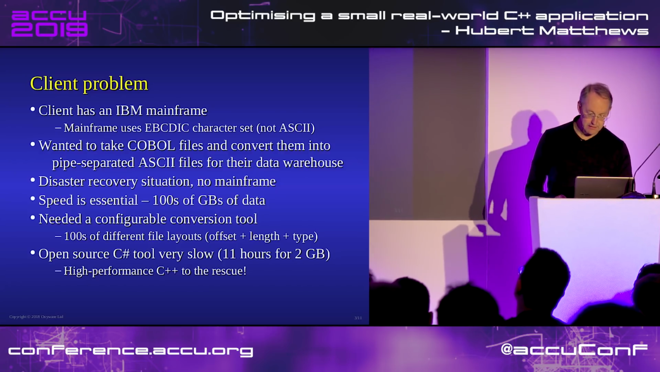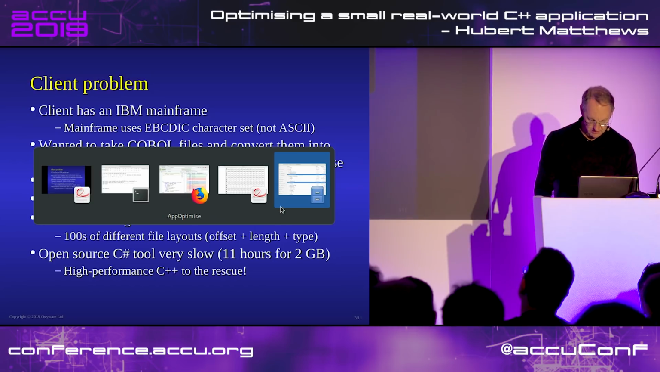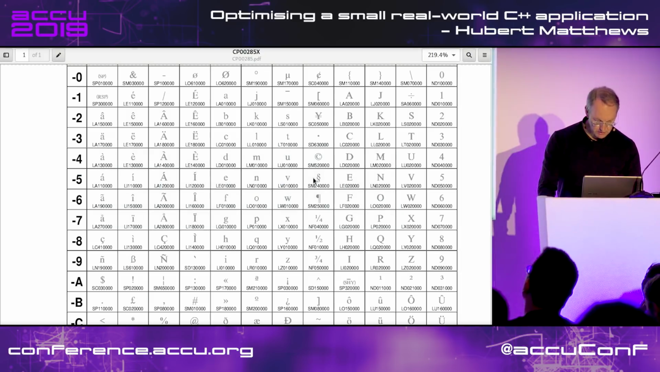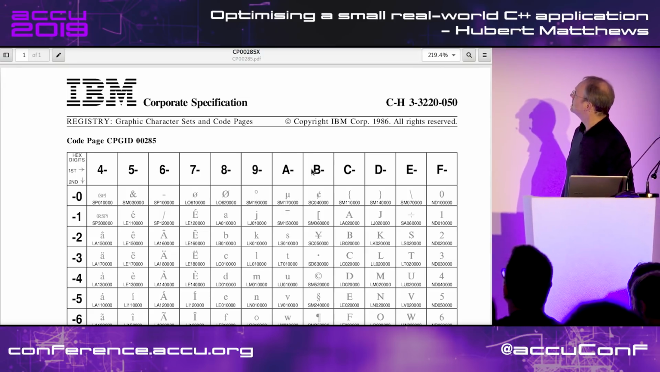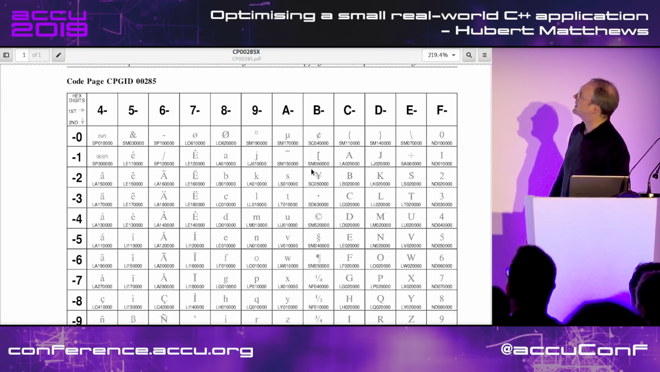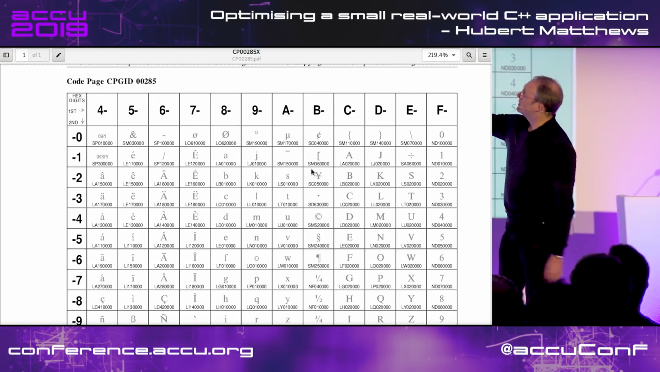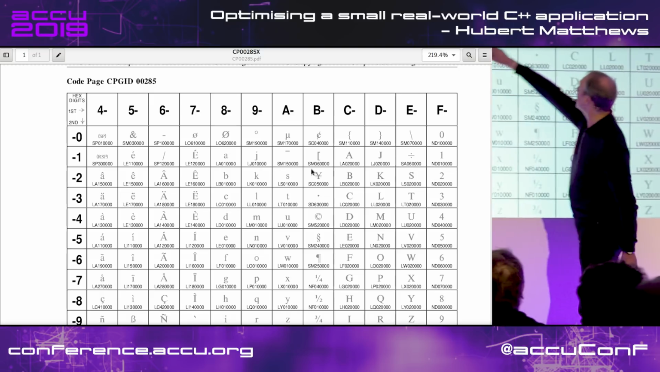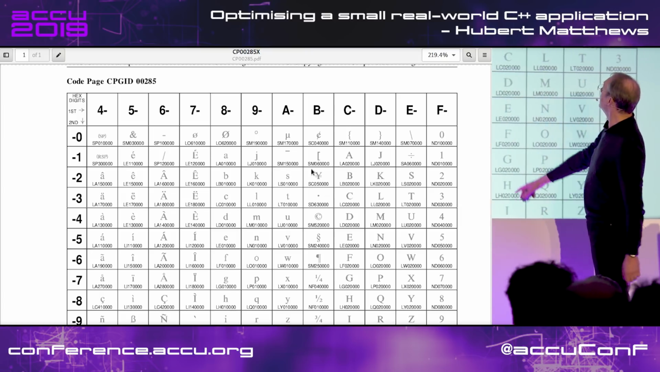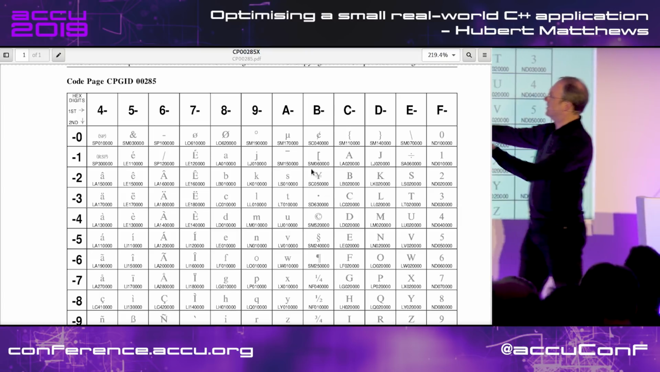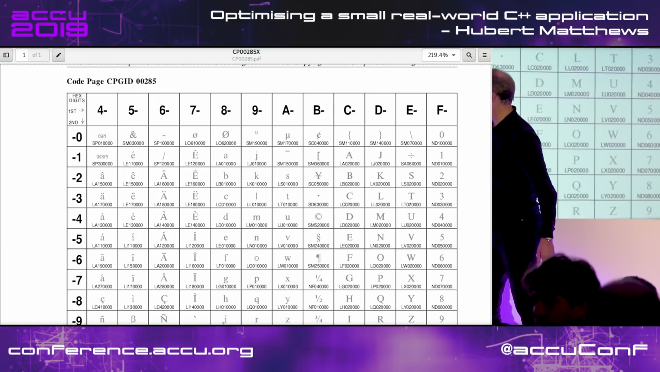What does that look like? So first of all, part of the problem space is having a look at this. This is a nice piece of IBM stuff from way back when, and let's have a look. This is the code page for this one. These are hexadecimal across the top, first digit and second digit like this.